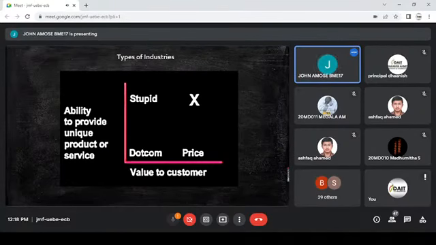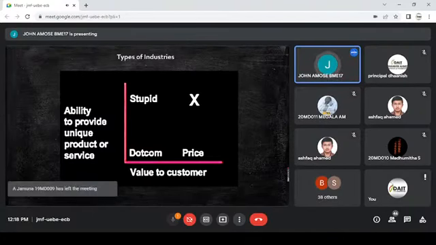So first, let's look at a company which has a very high value, but the ability to provide a unique product or service is actually low, which means that the value to the customer is very high, but anyone can actually build this product. So what will happen is you are always going to compete for prices, because people are going to buy a product, but there are a lot of people who can actually build the same product. So you're going to have a lot of competition.